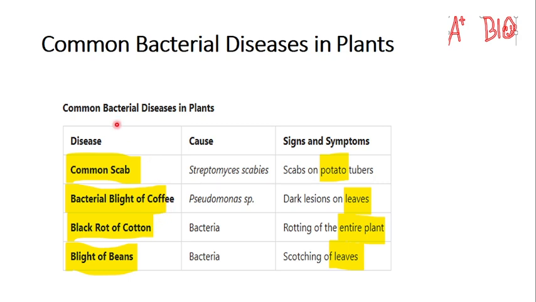At least, if they ask you what are two diseases caused by bacteria in human beings, you have to say cholera and dysentery. And if they ask you what are two diseases caused by bacteria in plants, you have to say common scab and bean blight, which is also easier for you. I hope you are understanding.